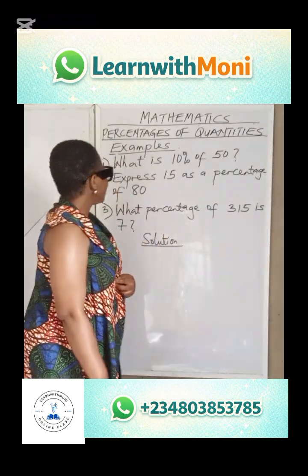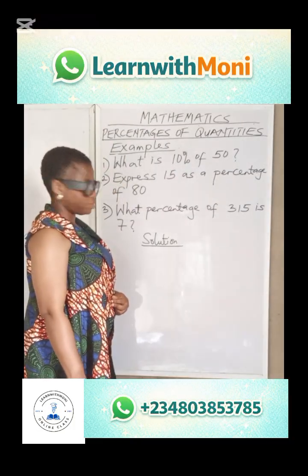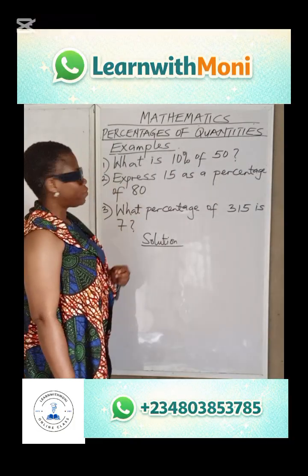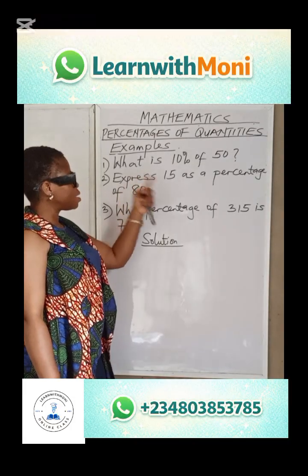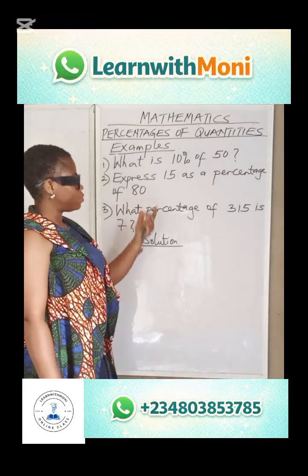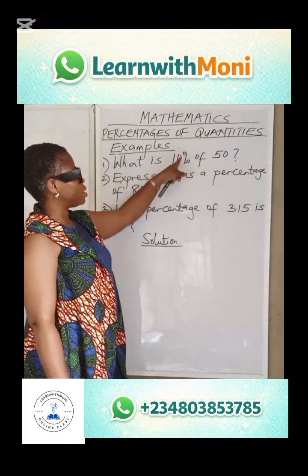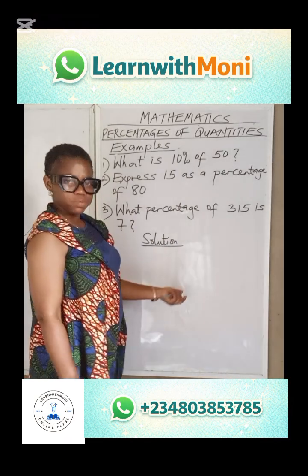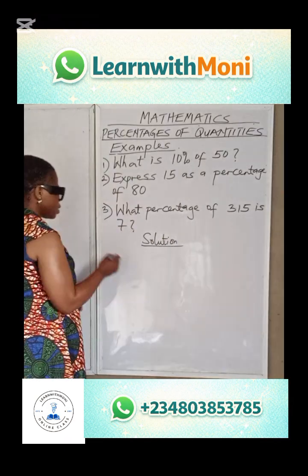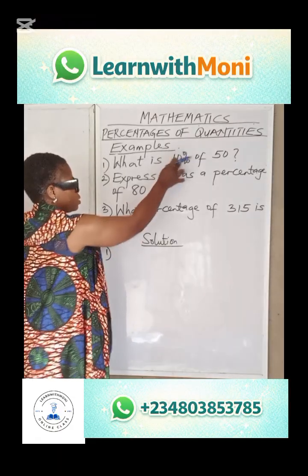Okay, now we want to look at percentages of quantities. The first example we have there is asking us, what is 10% of 50? 10% of 50. Of in mathematics is seen as multiplication. So let's do that. We'll just interpret that word problem.